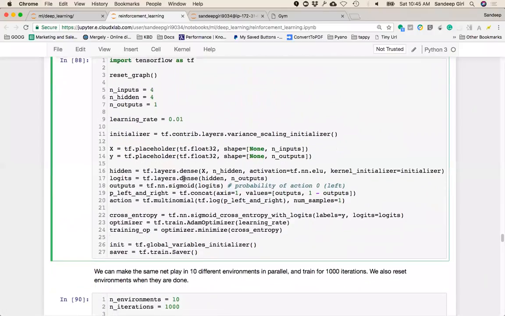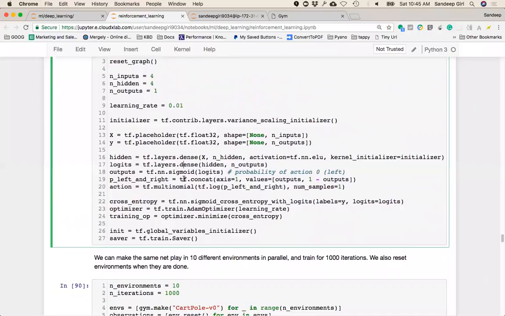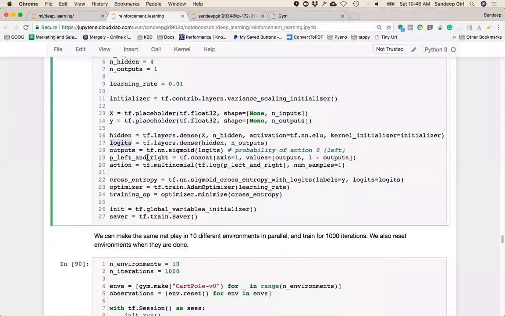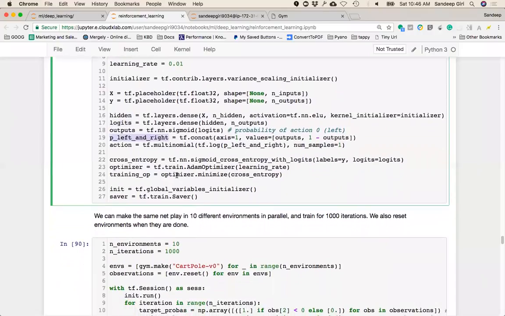Now we are again basically improving upon the same example. So we have defined x. X is our input. Y is our expected output. And there is a hidden layer. Then there is one more layer for logits. And then we have outputs, which is basically the output layer if you combine these two. And we are computing the probability after doing multinomial.